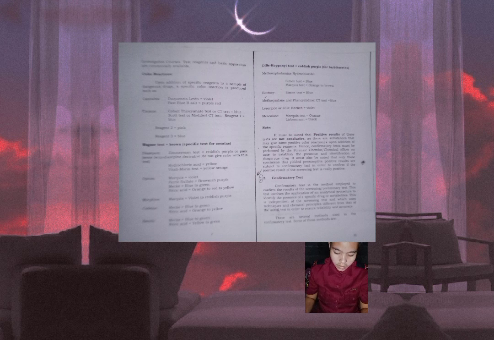So, number 2 is confirmatory test. Confirmatory test is the method employed to confirm the results of the screening preliminary test. This test involves the application of an analytical procedure to identify the presence of a specific drug or metabolites. This is independent of the screening test and uses techniques and chemical principles that are different from that of the initial test in order to ensure reliability and accuracy.